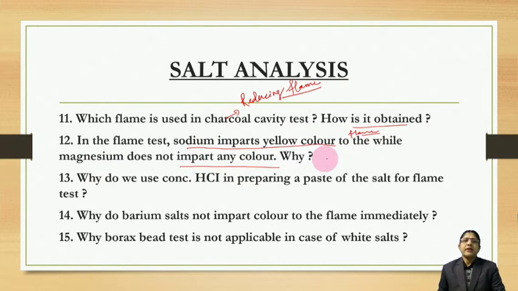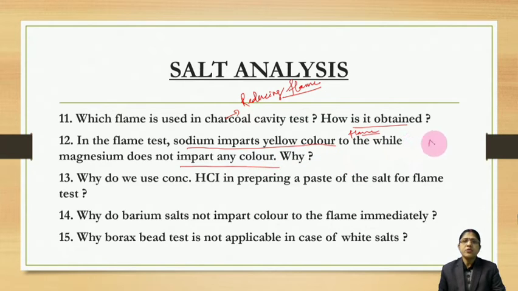Magnesium doesn't impart any color, because the energy of the flame is unable to promote the electron to a higher energy level in the case of magnesium. Hence no color is imparted in the case of magnesium.